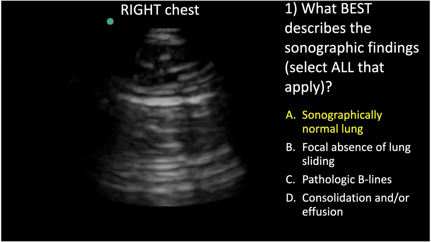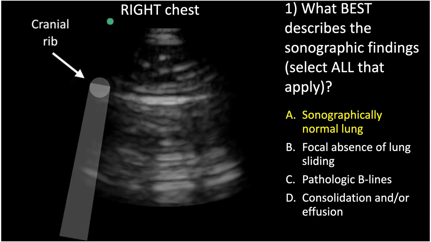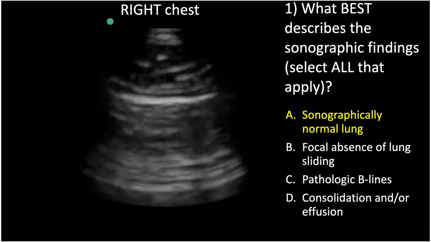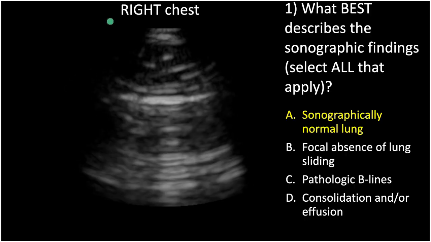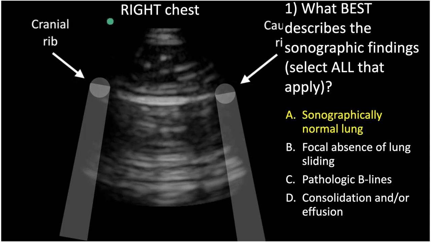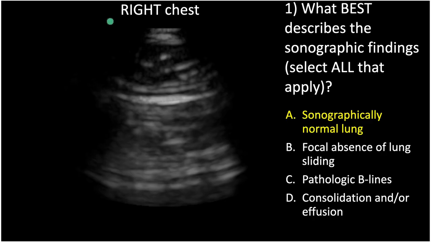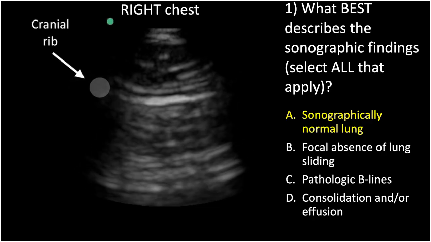The best answer is A. Sonographically normal lung. In anterior lung zones, sonographically normal lung has two main features. First, just deep to the ribs, one should see an active pleural line with lung sliding. Second, deep to the pleural line, one should see A-lines, which are horizontal reflections of the true pleural line. For more on A-lines, please see the March 2025 POCUS Case of the Month, Intro to Lung Ultrasound.